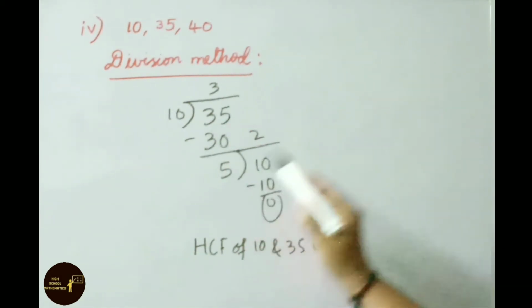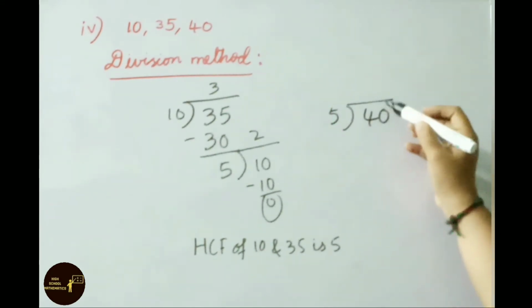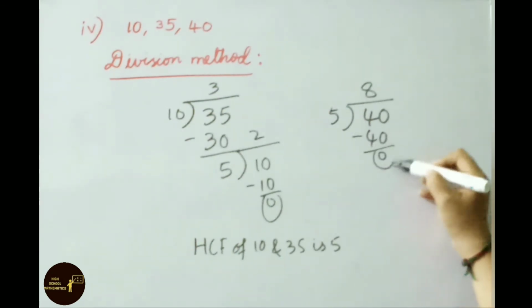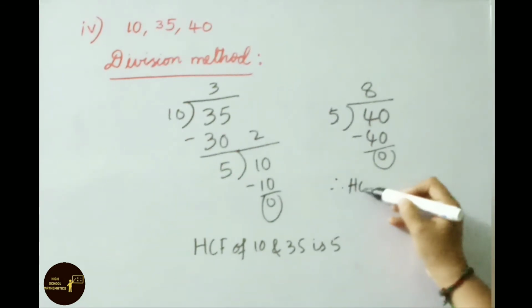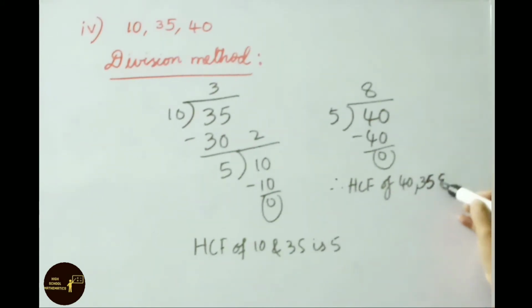Now, with this 5, we shall divide the third number 40. 5 8s are 40. So 40 minus 40 is 0. Therefore, HCF of 40, 35 and 10 is 5.